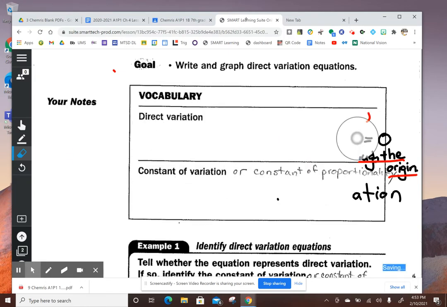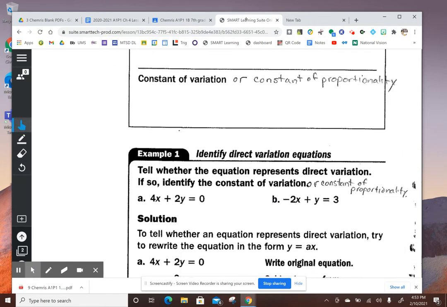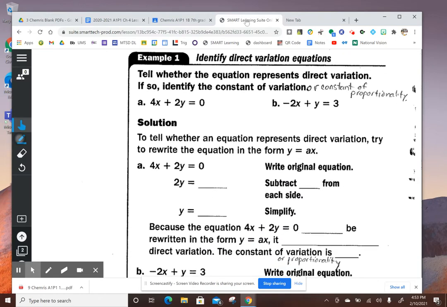So now, we are going to look at some equations and we're going to try to identify whether they're direct variation or not. And if they are direct variation, we're going to identify the constant of variation. So here's an equation, 4x plus 2y equals 0. Well, to see if it can be in this form, I have to isolate y. So to isolate y, I'm going to subtract 4x from both sides. Then to isolate y further, I'm going to divide both sides by 2. So I end up with y equals negative 2x.